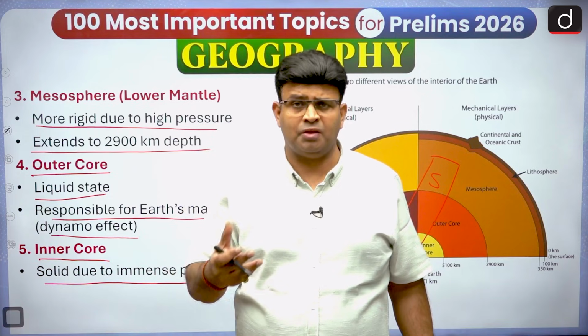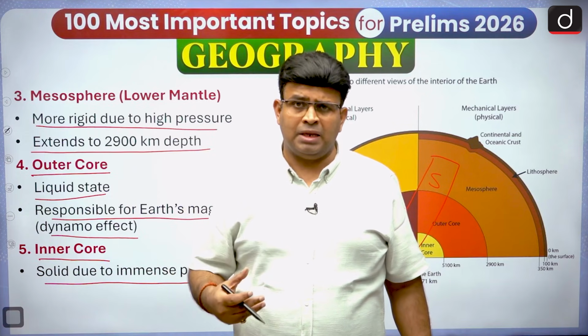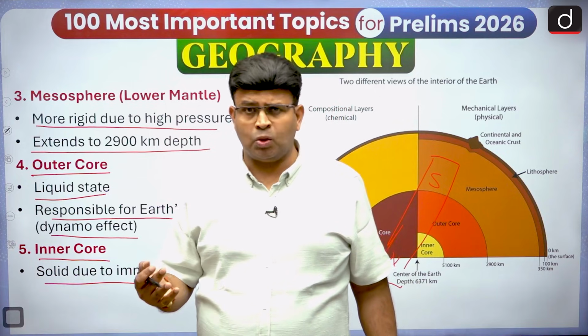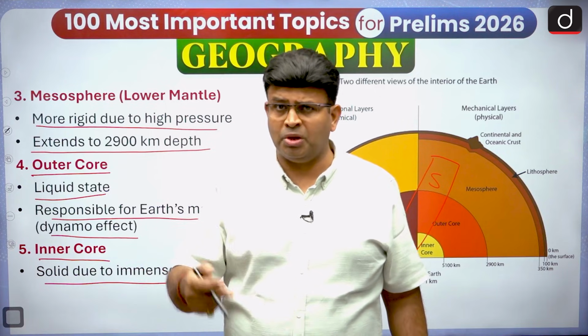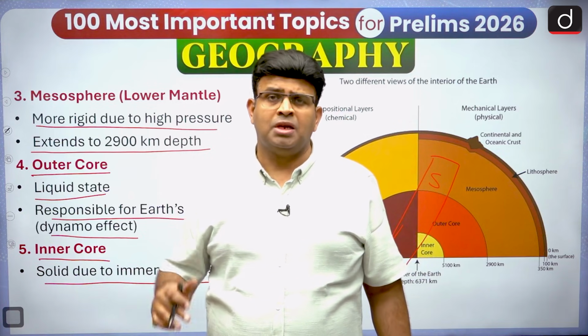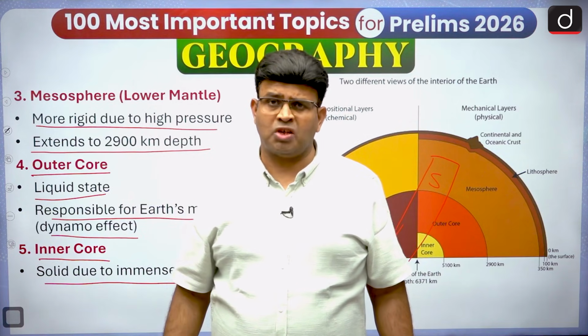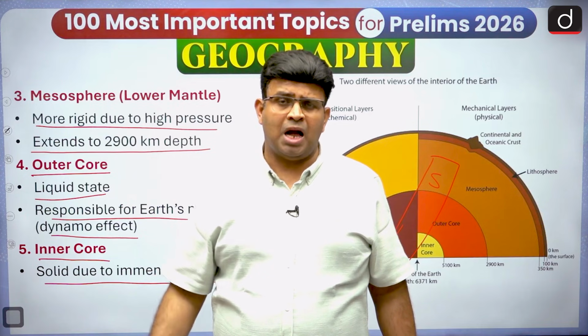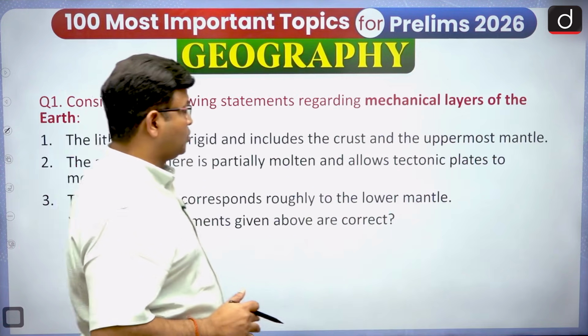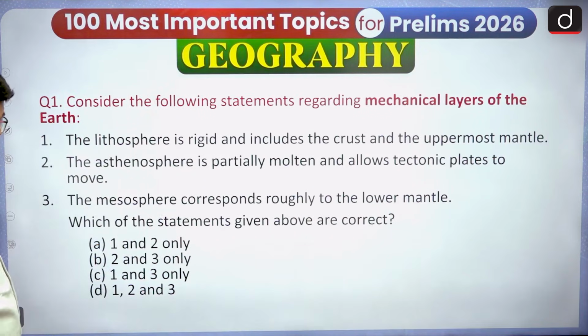It is the mesosphere, very strong and denser, and after that there is the outer core. It is liquid in nature, which is responsible for the formation of a large magnetic bar inside the Earth and the magnetic field in our Earth's atmosphere, electromagnetic waves, and our inner core is very solid under immense pressure. So now let us see the question.